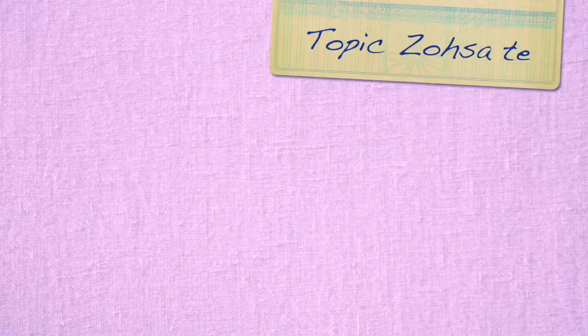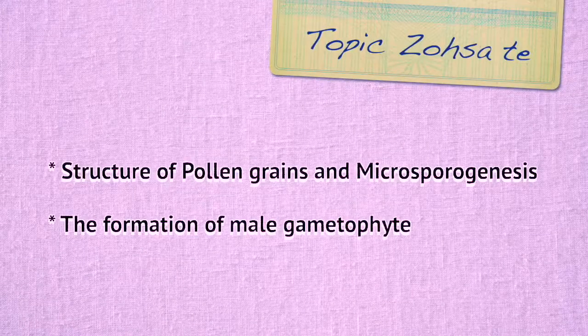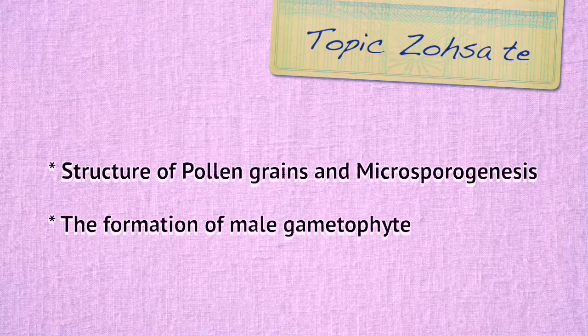In the previous class we covered the structure of the pollen grain, microsporogenesis, and the formation of the male gametophyte. The actual pollen grain has two male gametes. So that is already done, and it is ready for fertilization.